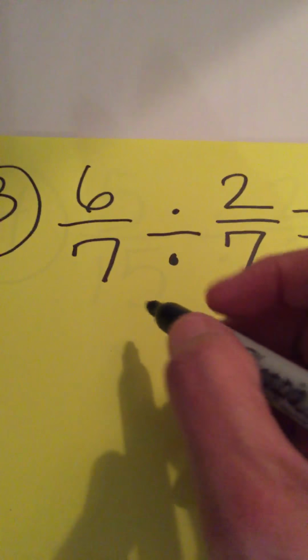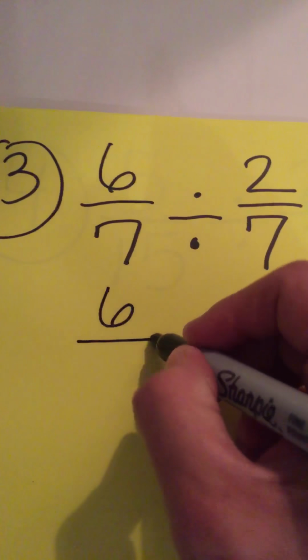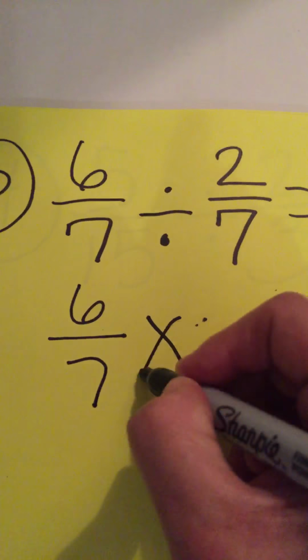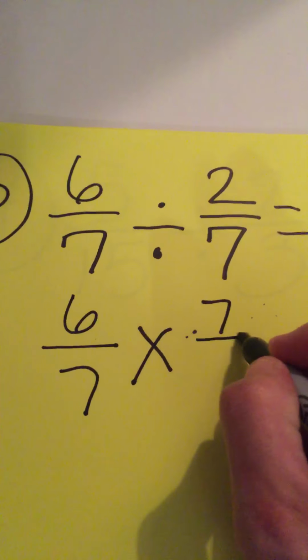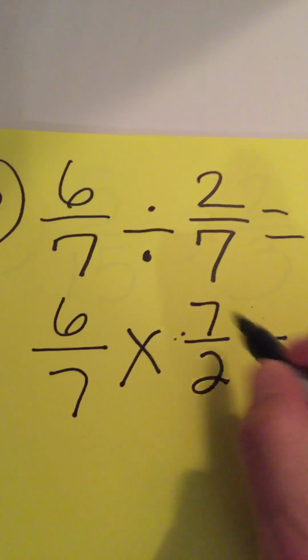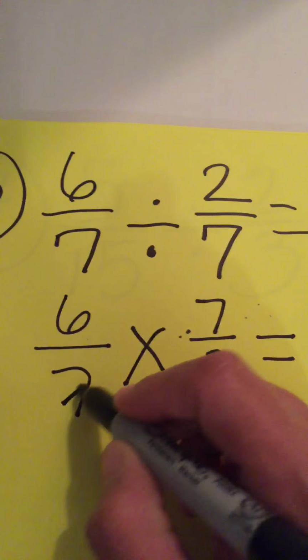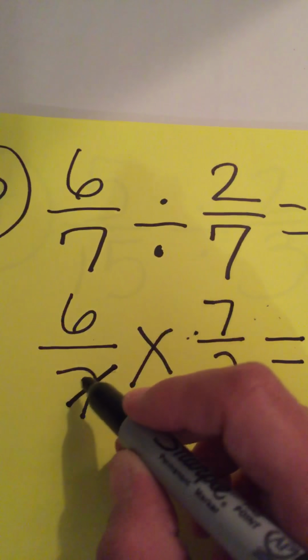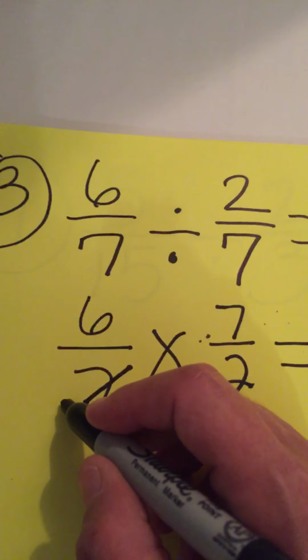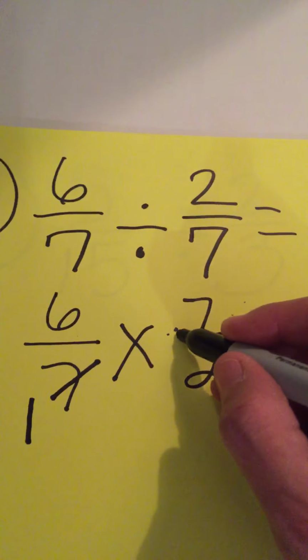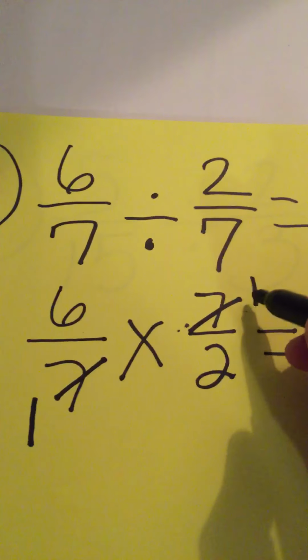Number 3 is 6/7 divided by 2/7. So rewrite 6/7, change it to multiplication, use the reciprocal, and you can just multiply across. I can cross cancel before I even start, and I see 7 and 7 are the same number. I know 7 goes into 7 one time, and 7 goes into 7 one time.